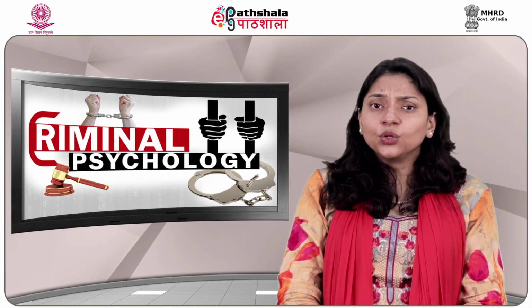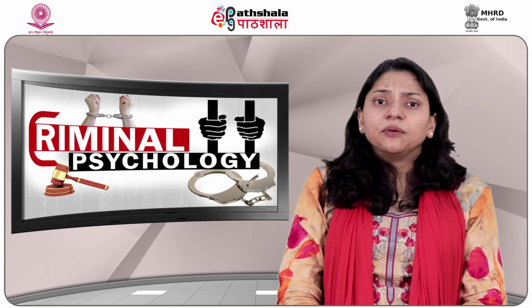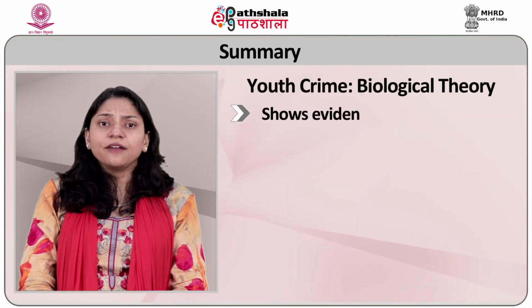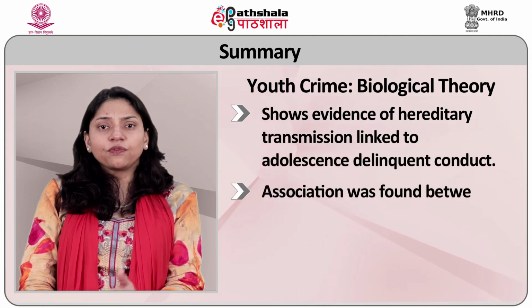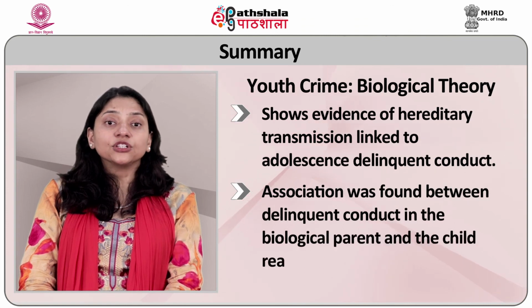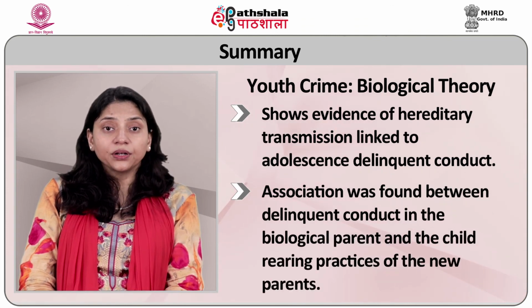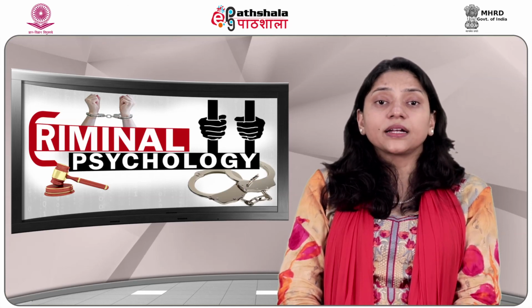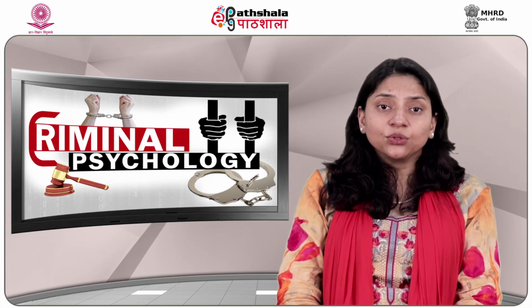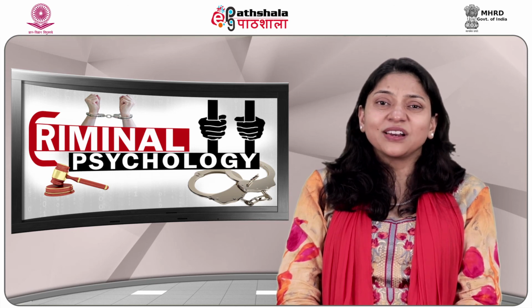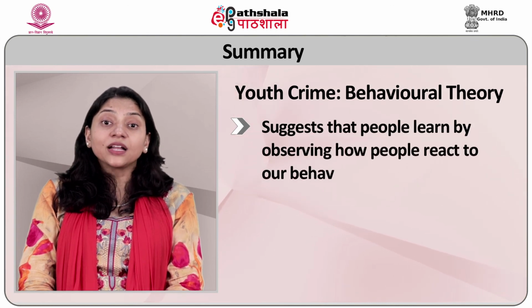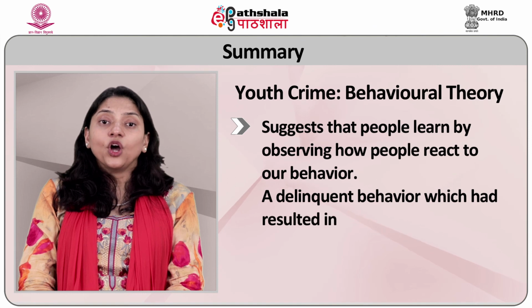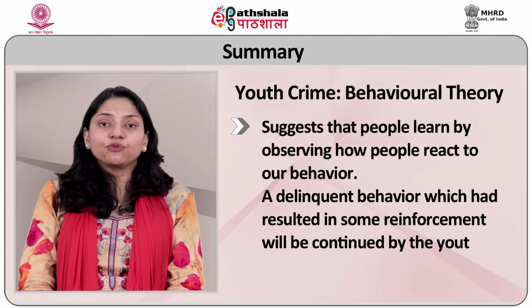Briefly, in the conclusion, we can summarize that biological theory of youth crime shows evidence of hereditary transmission linked to adolescent delinquent conduct. Association was found between delinquent conduct in the biological parent and the child rearing practice of the new parents. Psychodynamic theory holds that abuse and mistreatment in childhood can lead to experience of resentment, fear and hatred. Behavioral theory suggests that people learn by observing how people react to our behavior. A delinquent behavior which had resulted in some reinforcement will be continued by the youth.